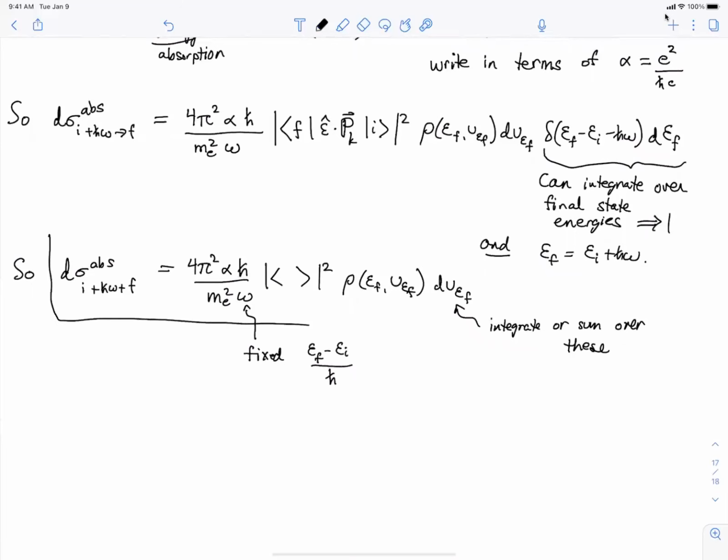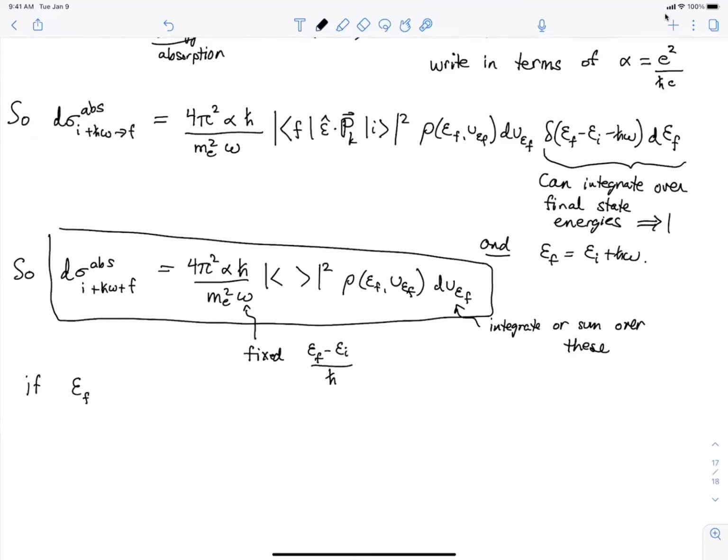Okay, so that's what you get if the energies that we integrated over are continuous. Now there's a formula like this in the case where the final states are discrete instead of continuous, but we'll talk about that next time because we're out of time for today.